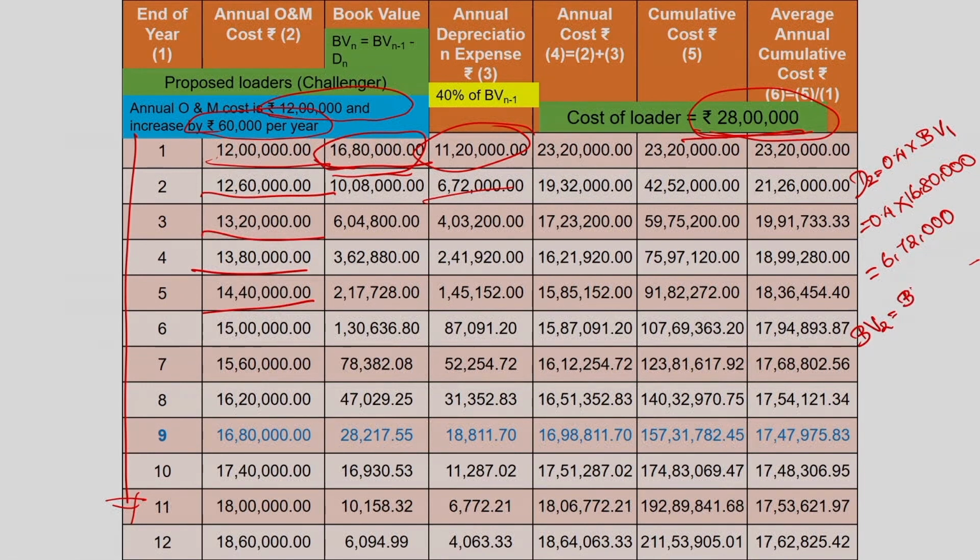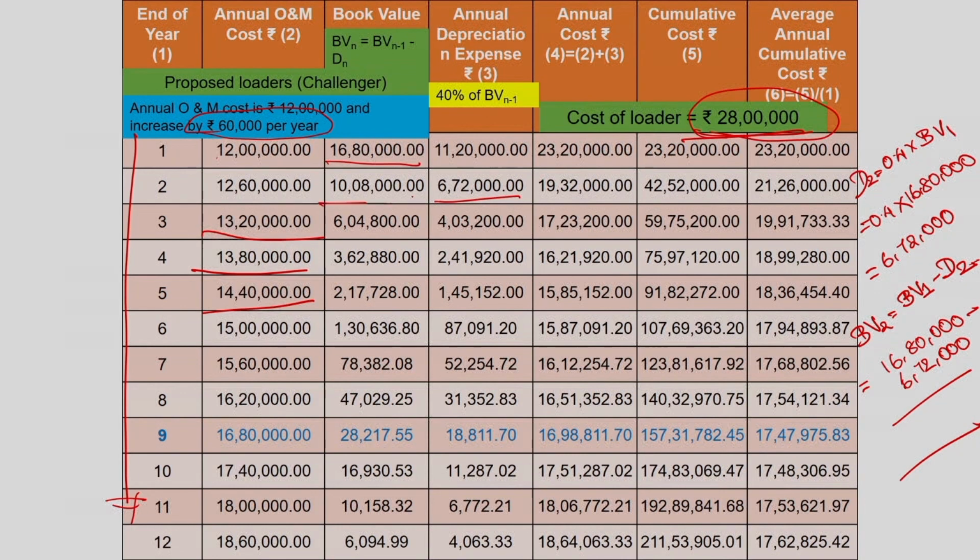Now calculate the book value at the end of second year. It's nothing but book value at the end of the first year minus the depreciation for the second year. Okay. So what is the book value at the end of first year? It is nothing but 16,80,000 minus your depreciation for the second year, 6,72,000. That gives me the book value at the end of second year as 10,08,000. So like this you calculate the depreciation for all the years and the corresponding book values also you have to estimate.